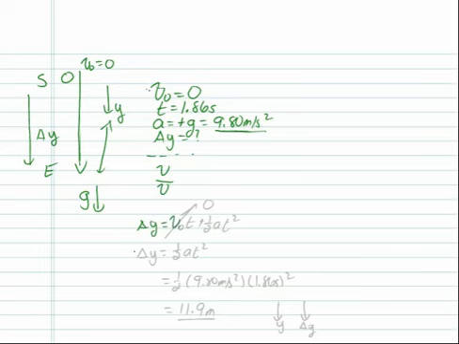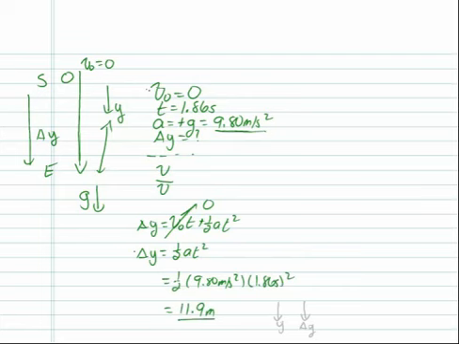Delta y equals V0t plus 1/2 at squared. That whole term is 0. So delta y is 1/2 at squared. 1/2, 9.80 meters per second squared, 1.86 seconds squared, which gives us 11.9 meters.